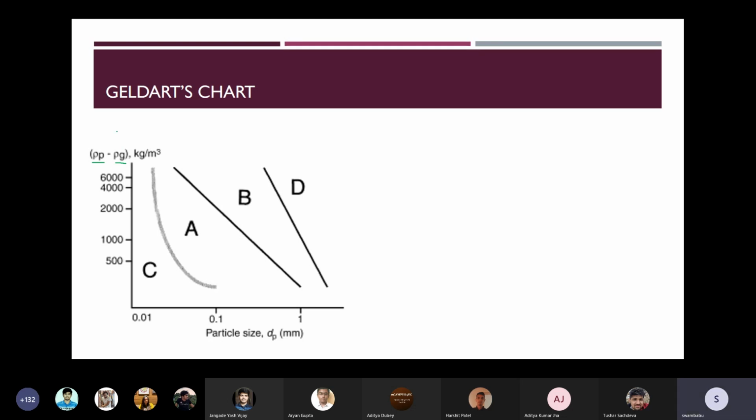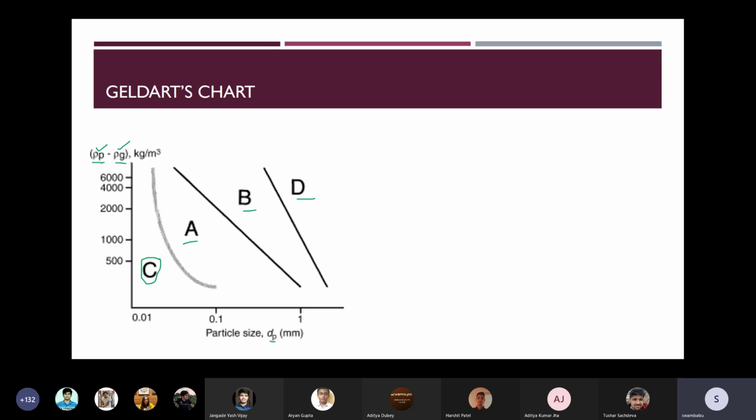As soon as you know what fluid and what particles you are using for the fluidization, we know the density properties and the particle size. So based on the density difference and the particle size, whether it is type C, type A, type B, or type D can be easily found out from this Geldart chart.